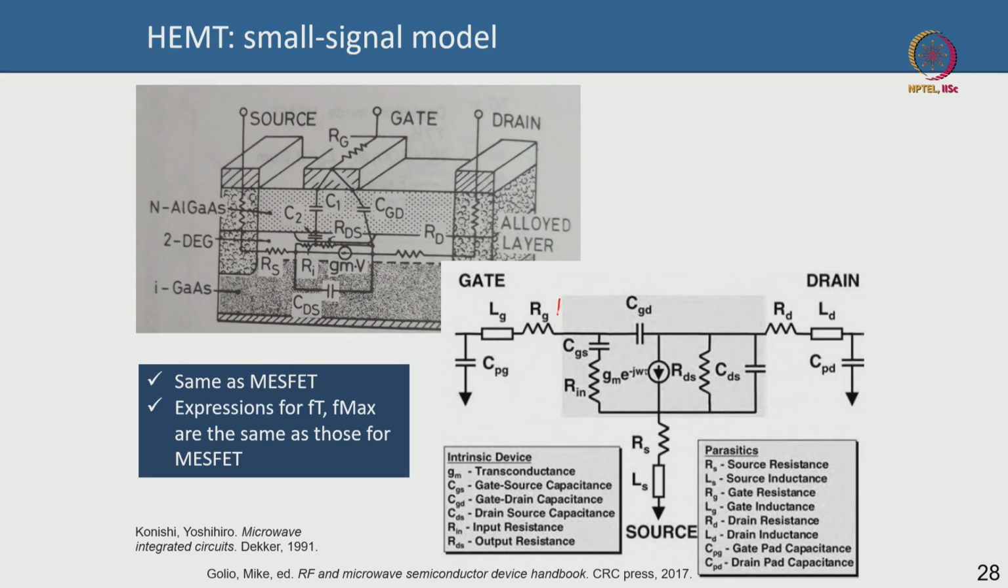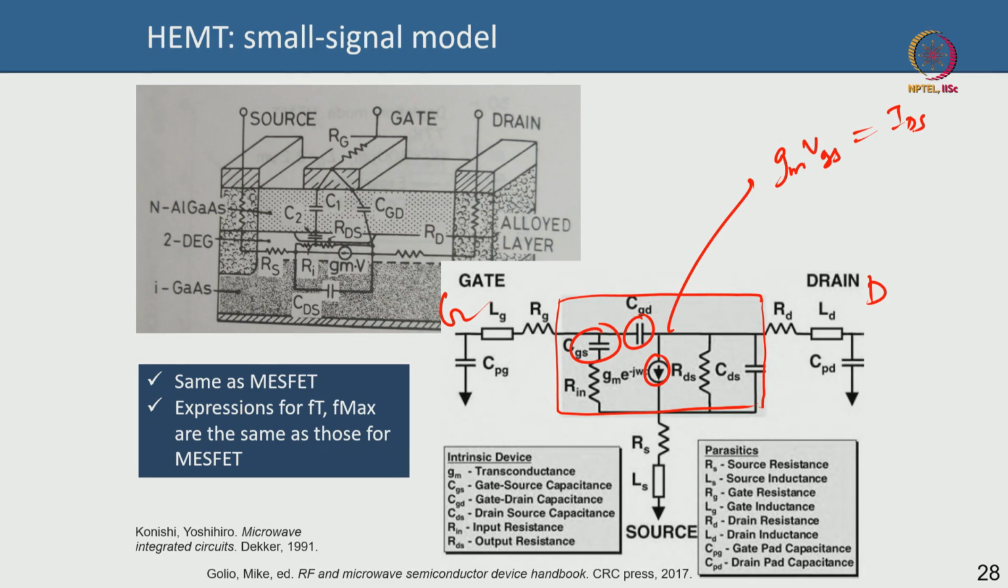that this is your intrinsic device, which is all that actually matters most importantly for understanding. This is your gate drain capacitance. This is your gate, this is your drain, correct. So between the gate and drain there is the gate drain capacitance, and this is the gate source capacitance. This is your current gm VGS, that is essentially your IDS, the current. This is your drain to source capacitance, you can ignore that, but in depletion this actually can become prominent.